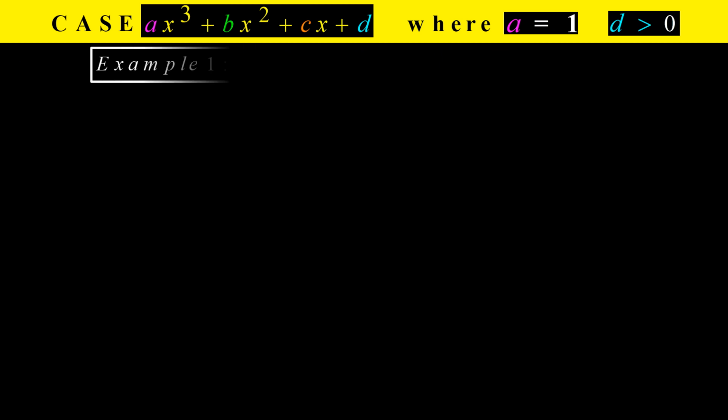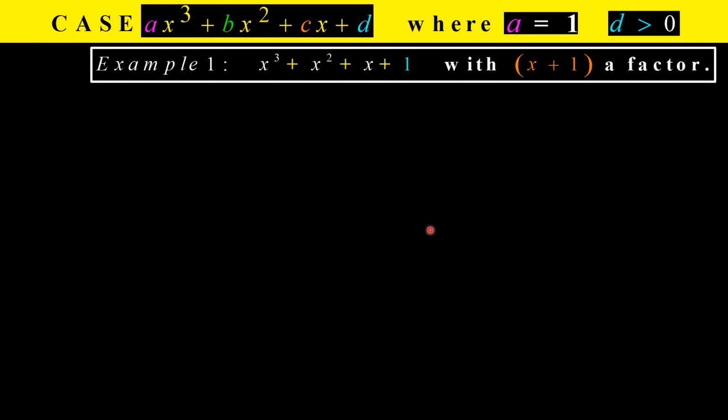Now let's look at our first example. You can see in this example here, I've got a positive constant, and I'm taking one where the a is 1. Just a simple example here. It's actually the same example I used in the previous method. Okay, so we've got the cubic polynomial, and we've got one factor. X plus 1 is a factor of that.